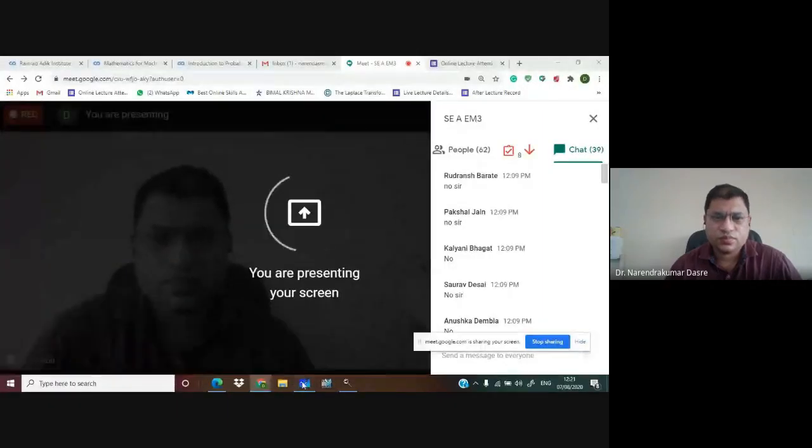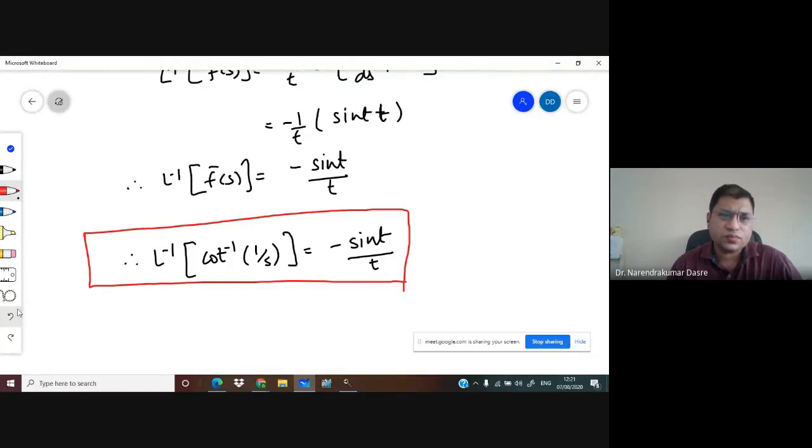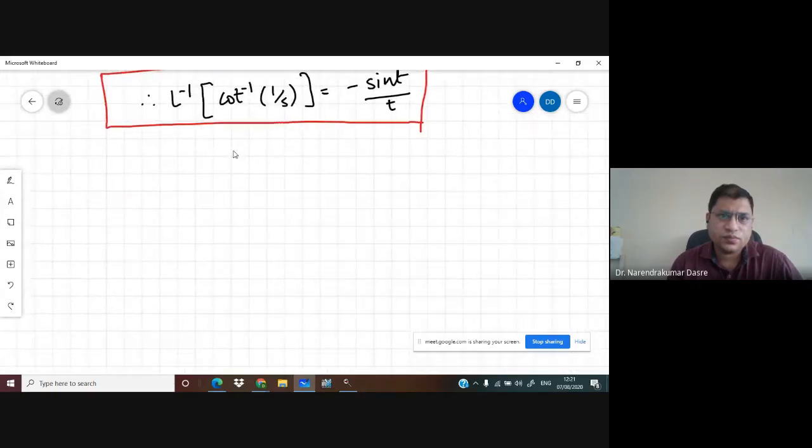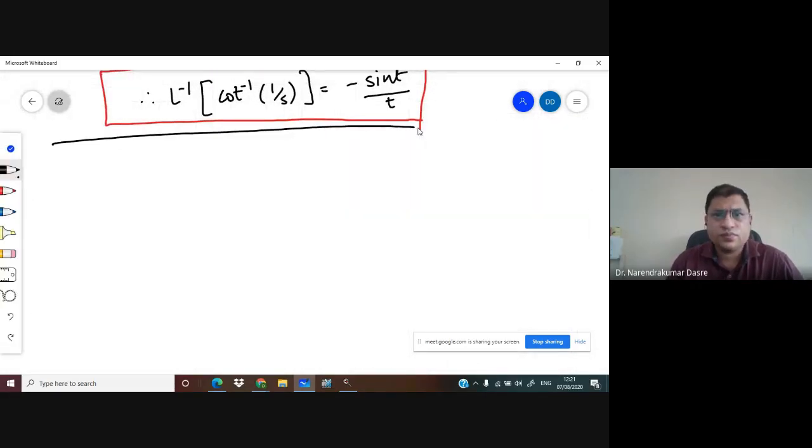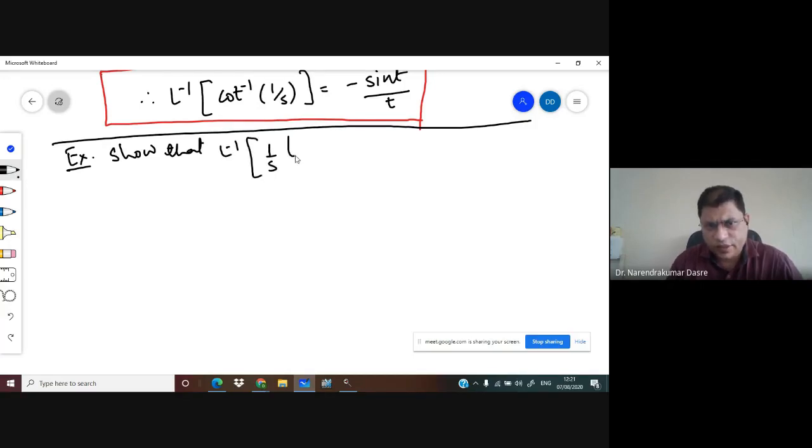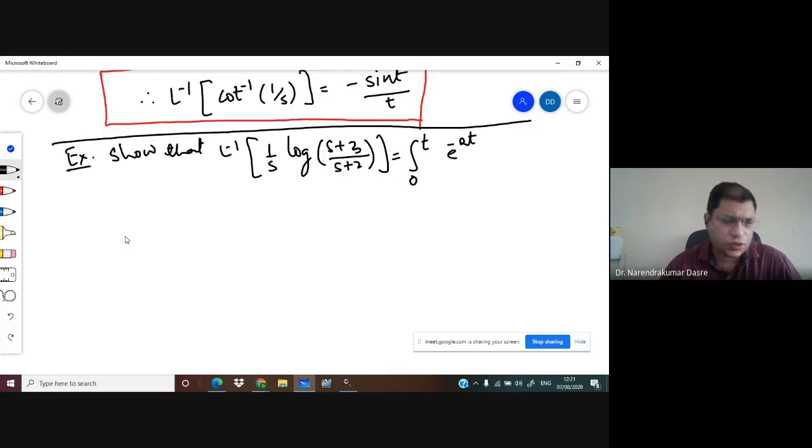Now, let us try another example. We'll try one more example, and the example is: show that Laplace inverse of 1 by s log of s plus 3 upon s plus 2 is equal to integral 0 to t e raised to minus 2u.